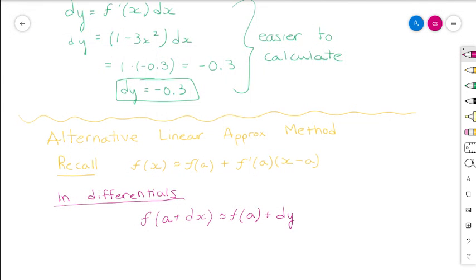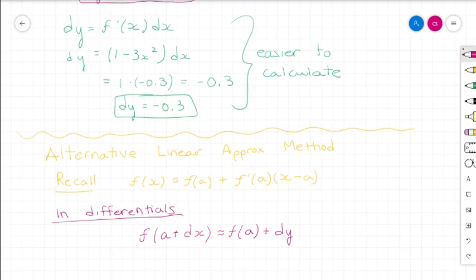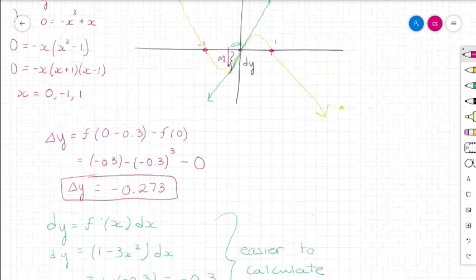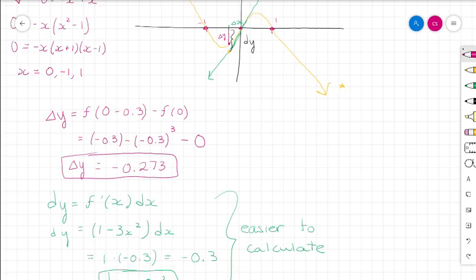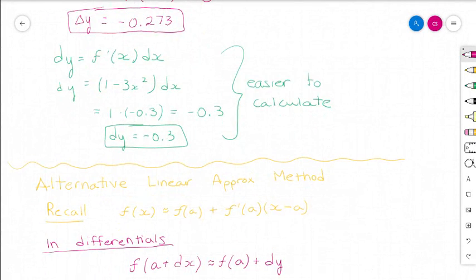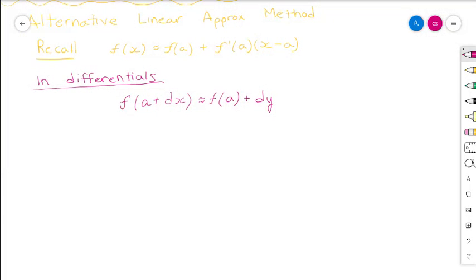So let's look at a picture. We'll go back to that example we were just looking at. f of a, right? This is like f of 0 plus dx. It would be this value right here on the curve. But we can approximate that by looking at f of a plus dy. All right, so there we go.